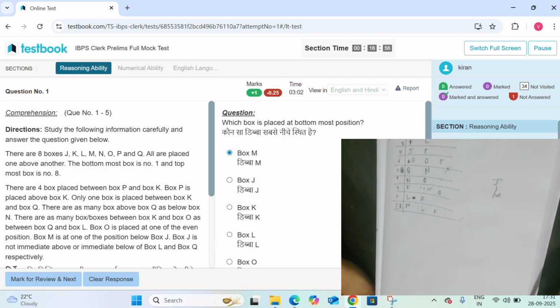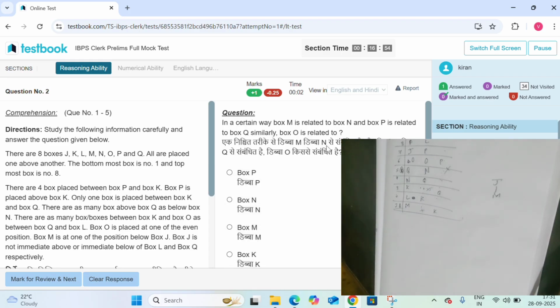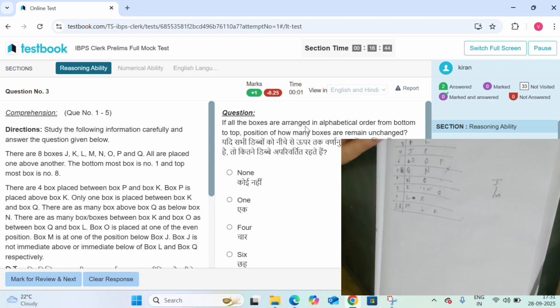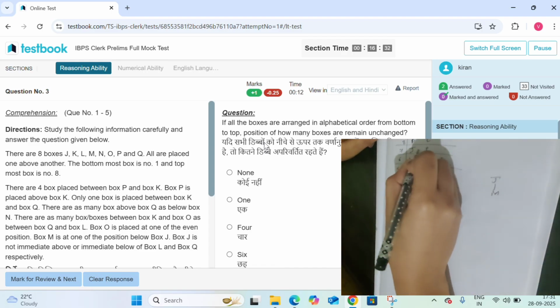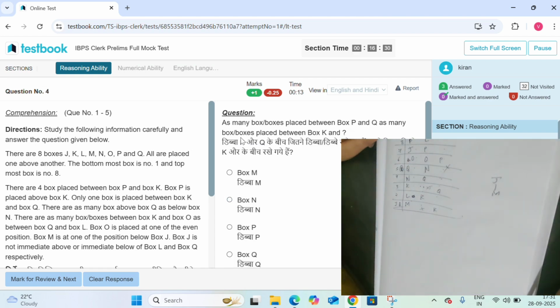M. In a certain way, box M is related to N, and P is related to Q, and O is related to K. If all the boxes are arranged in alphabetical order from bottom to top, how many remain unchanged? So starting from J, K, L, M, N, O, P, Q, only one. As many boxes are placed between P and Q as between K and P. The answer is 2, K and O. Answer is O.